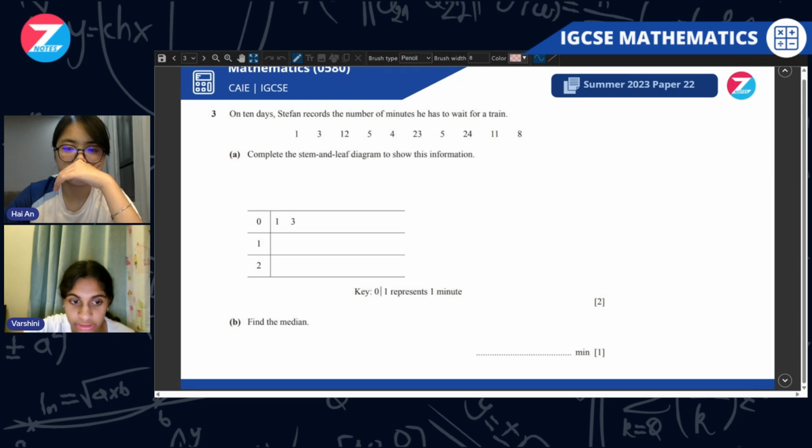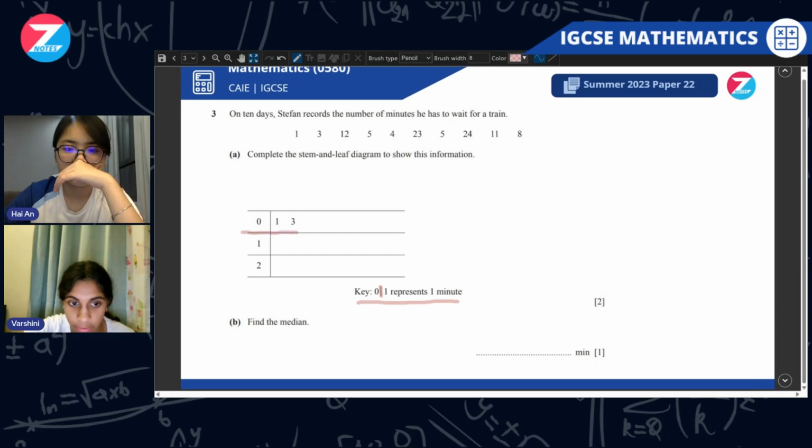0, 1, 2, 3. And over here we can see the key is that 0 | 1 represents 1 minute. Okay, and he's already put down two numbers, 1 and 3. So first let's take this step by step.